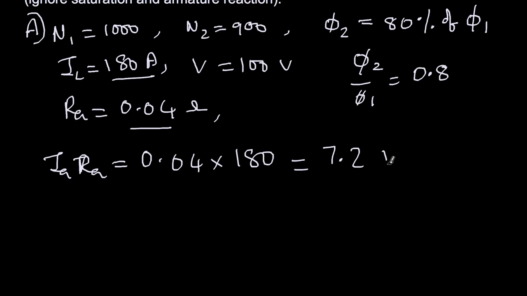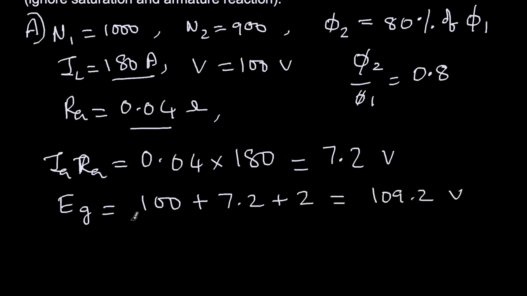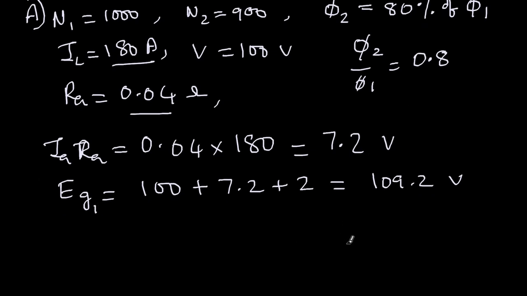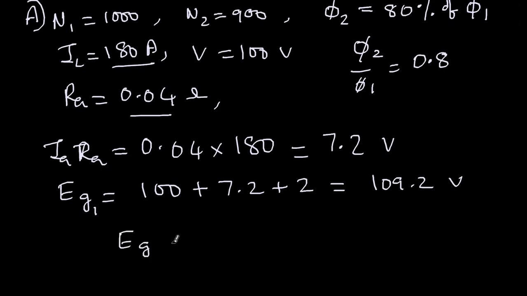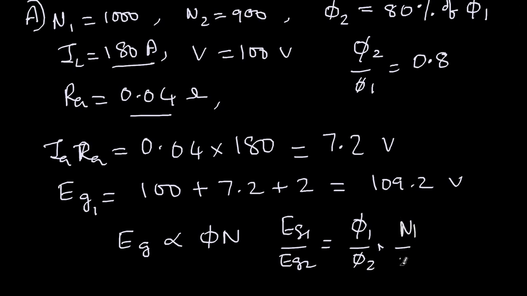Then brush drop is 2 volts. So EMF generated will be the total output voltage plus the drop in the armature plus drop in the brushes. So 109.2 volts is the EMF generated. Let's denote it as Eg1. Now we know that Eg is proportional to the product of flux into speed. So therefore I can write Eg1 by Eg2 equal to phi1 by phi2 into N1 by N2.